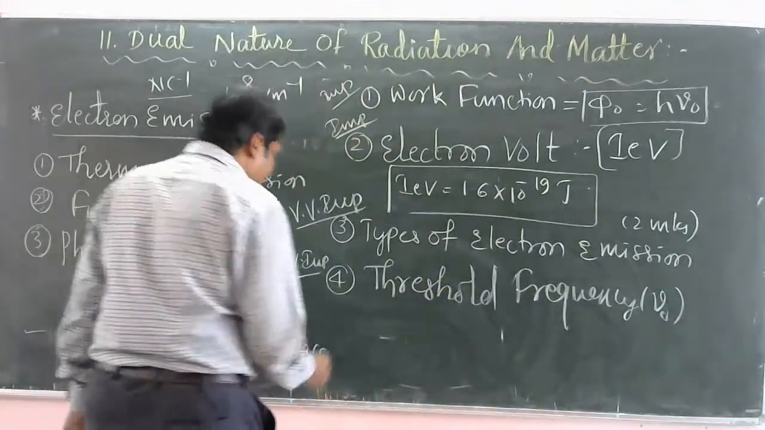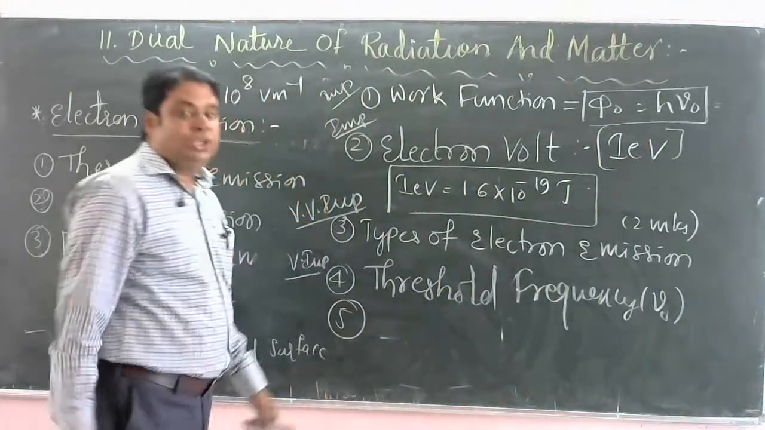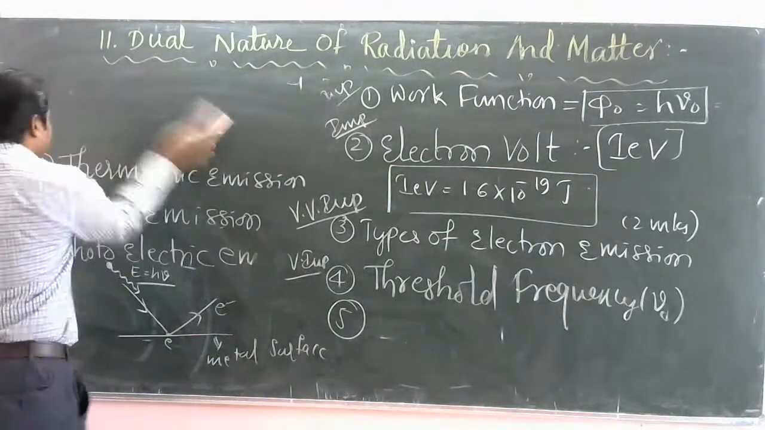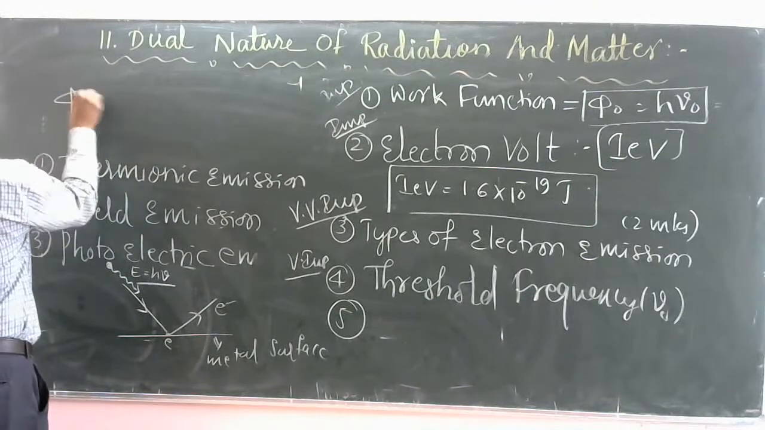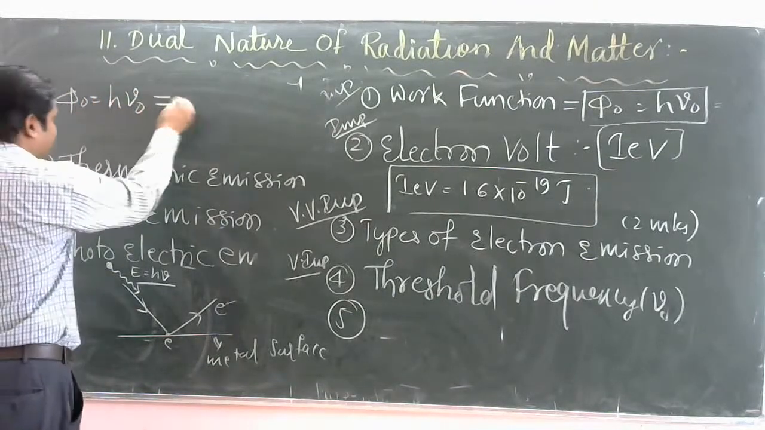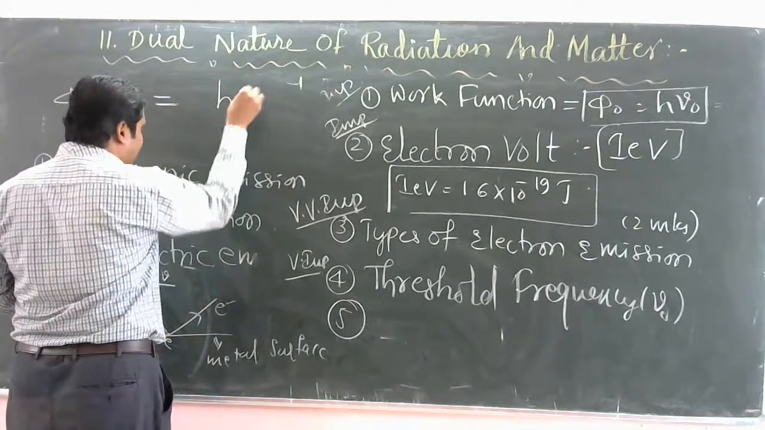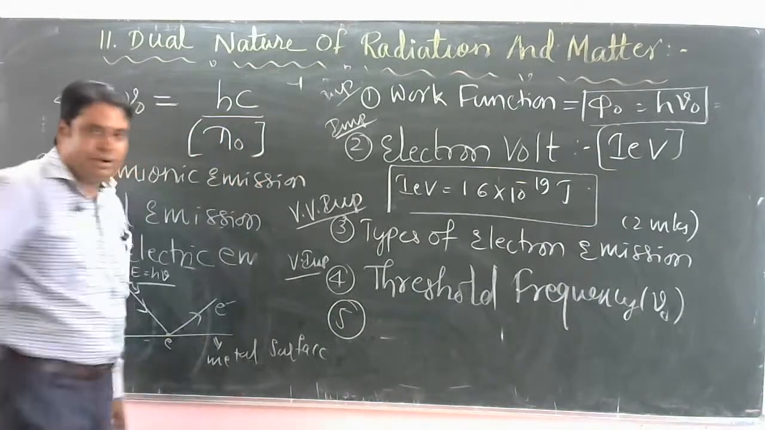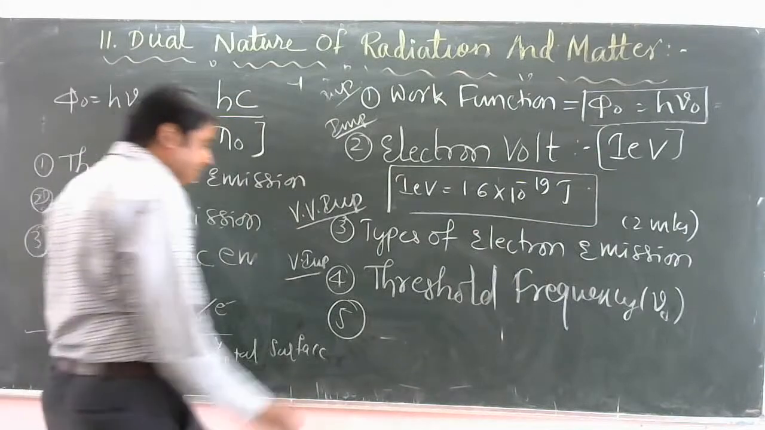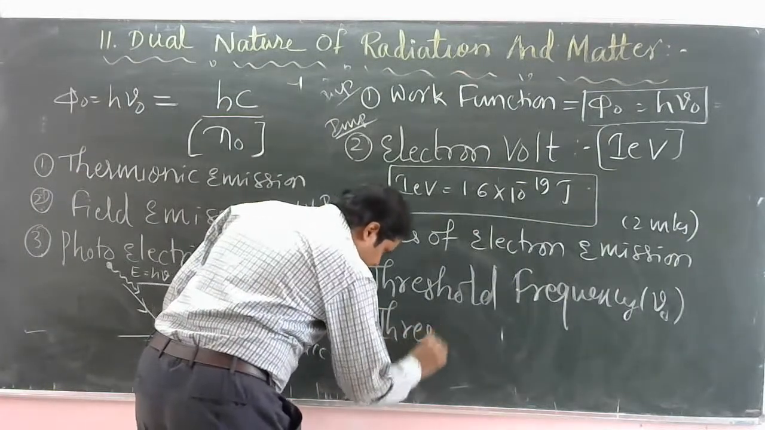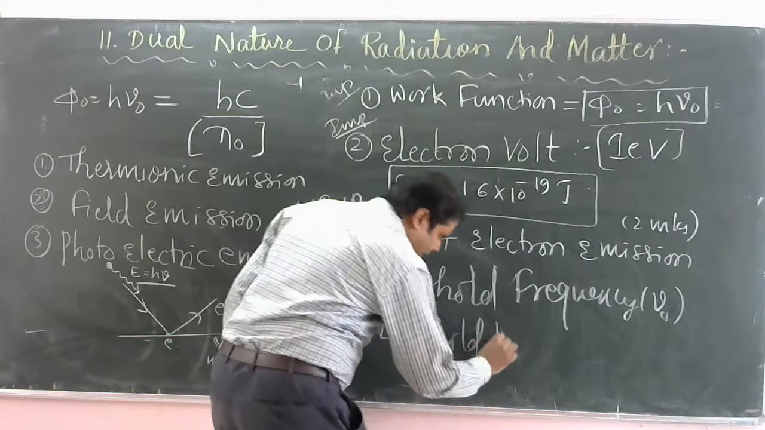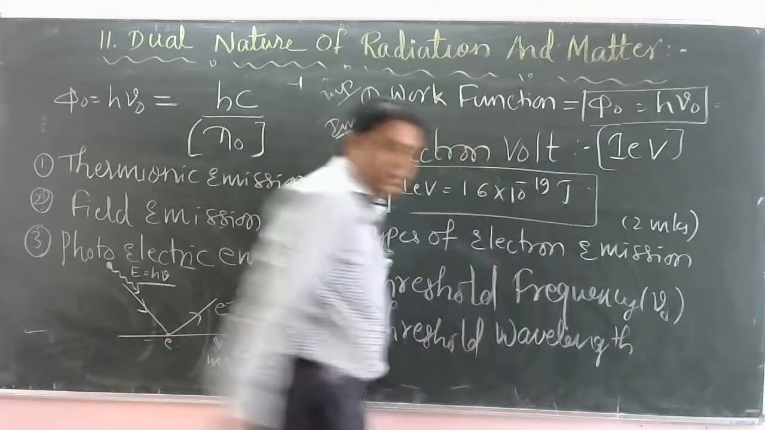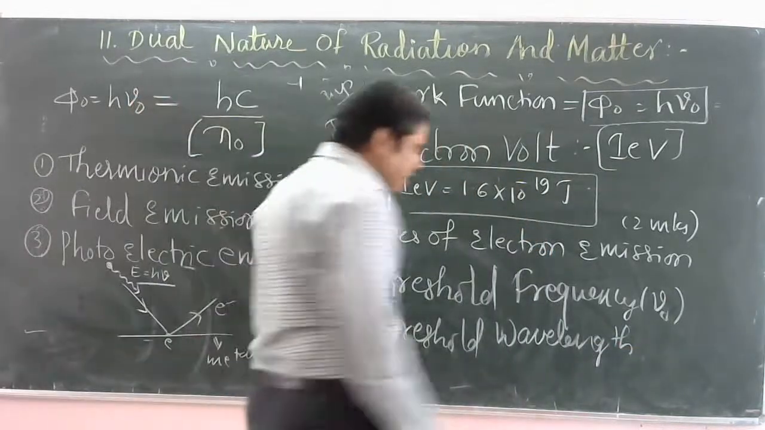I can add one more thing here. Point number 5, threshold wavelength. We know phi naught is equal to h nu naught, or we can extend it, as I discussed in yesterday's class, to hc by lambda naught, where lambda naught is called threshold wavelength.